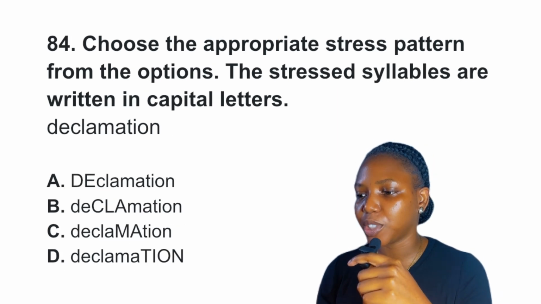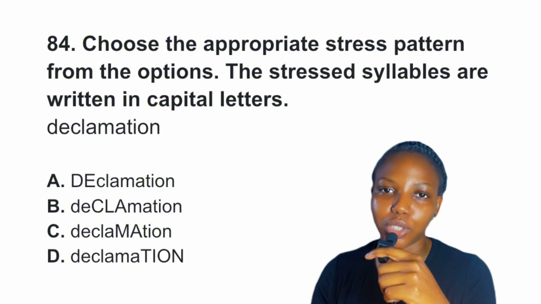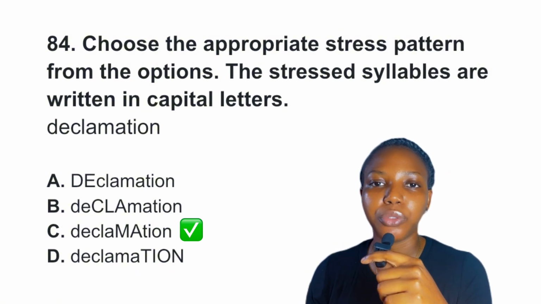84. Choose the appropriate stress pattern from the options. The stressed syllables are written in capital letters. The word is declamation. Declamation is stressed on ma, so that is the syllable before tion.